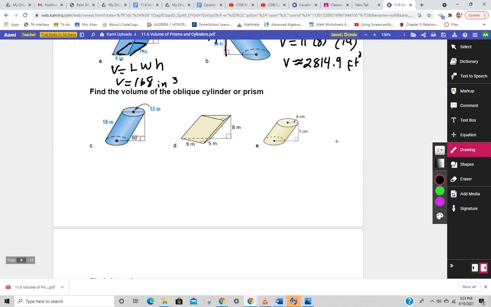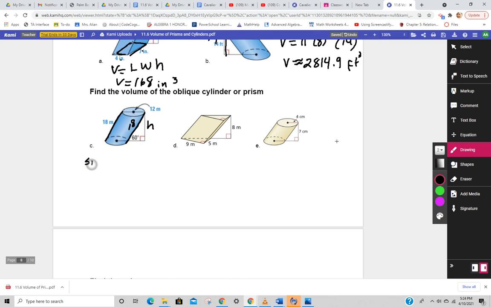So here, for this example, we're supposed to find the volume, but we have not been given the height. Okay, the height is missing, but we have been given enough information to find the height. We can use trig. So this side is the same length as this side. If this is 18, this is 18.